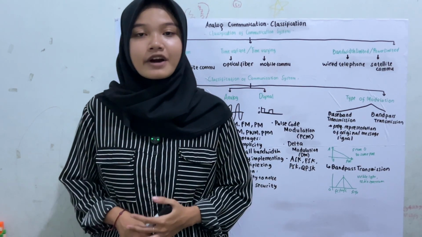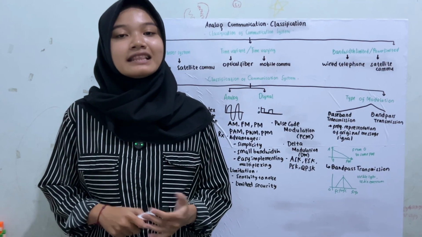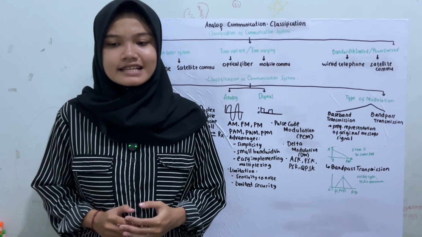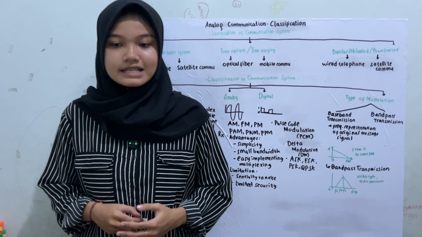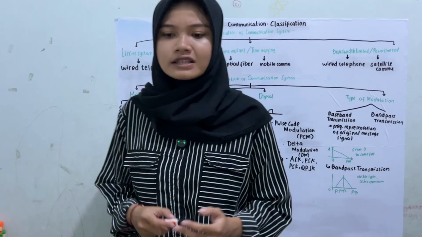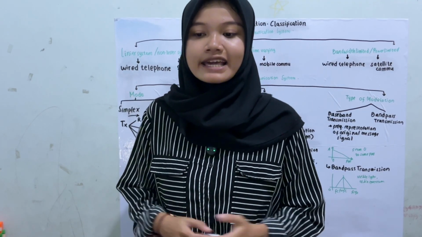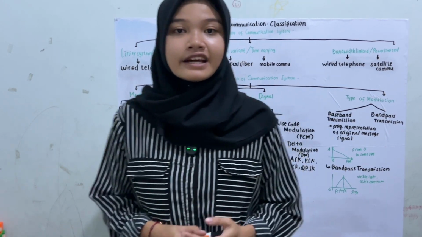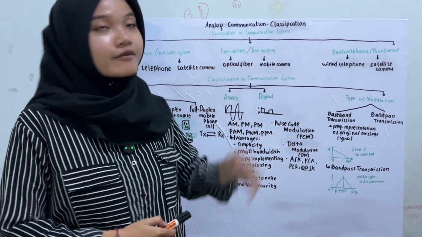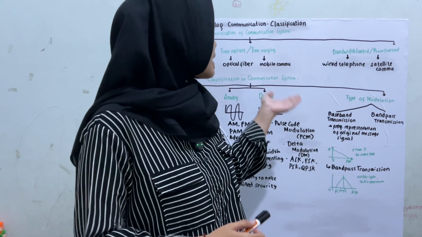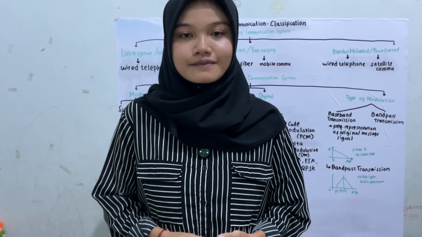Now, let's summarize everything we have learned in this lesson. Communication systems can be classified in several different ways. First, based on their channel characteristics, they can be classified as linear or non-linear systems, and then time-invariant or time-varying systems, and bandwidth-limited or power-limited systems.